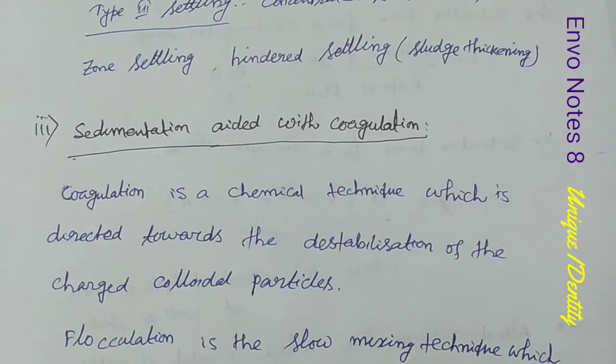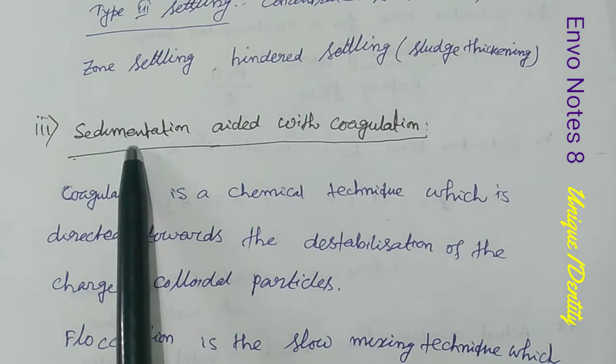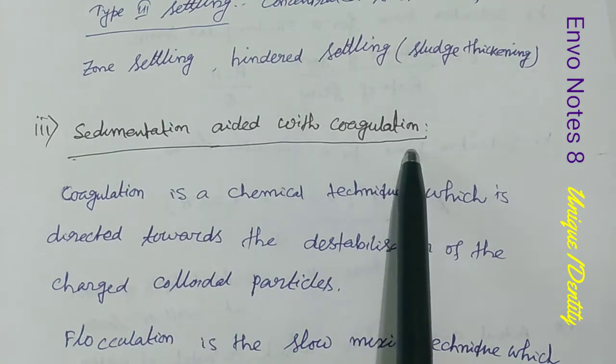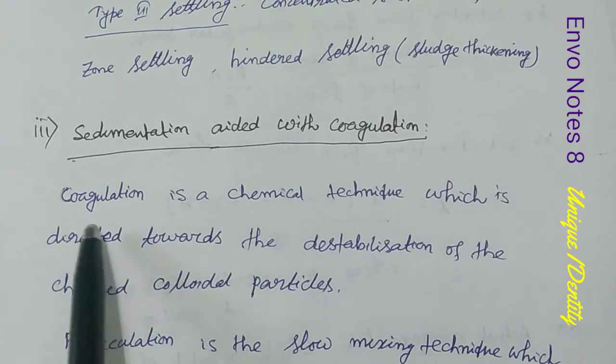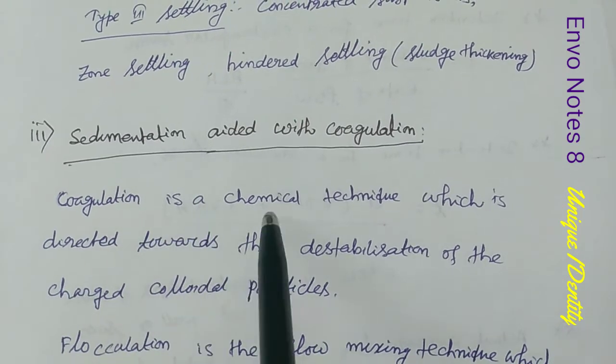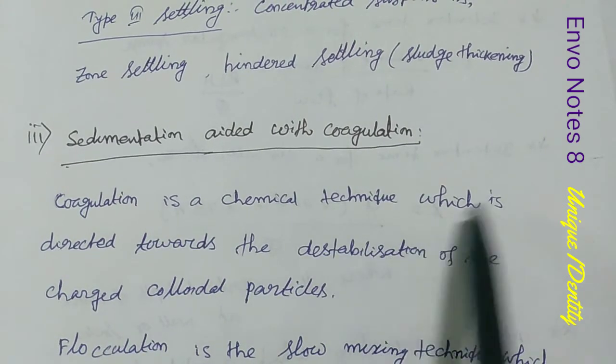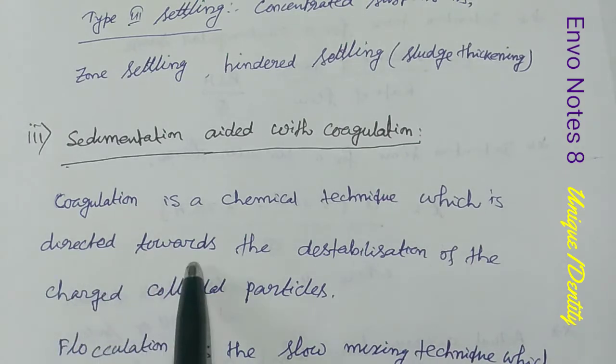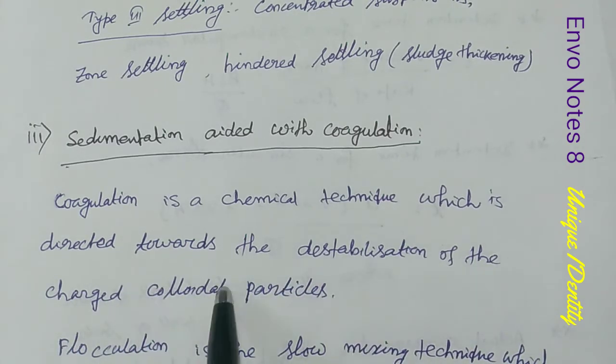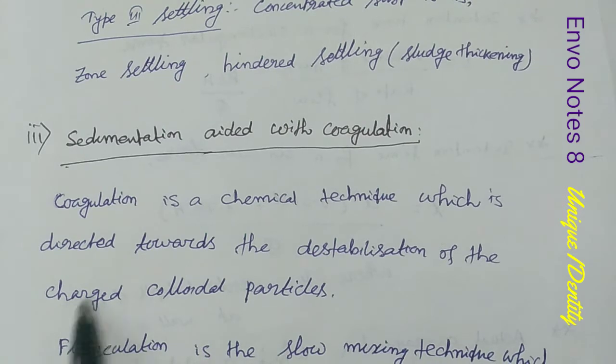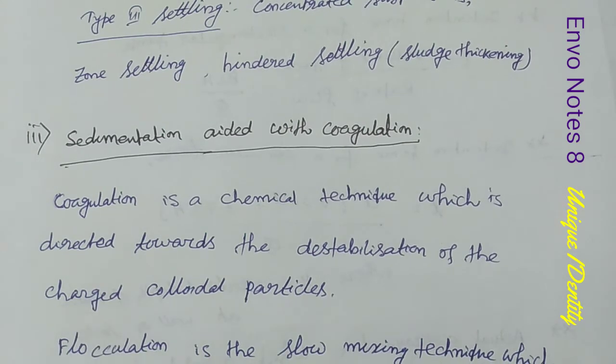So first is screening, second is plain sedimentation, that means type 1 settling, and third one is sedimentation added with coagulation. What is the definition of coagulation? Coagulation is a chemical technique which is directed towards the destabilization of charged colloidal particles. You know, in water, generally all the impurities are negatively charged. Here the term used is charged particle.